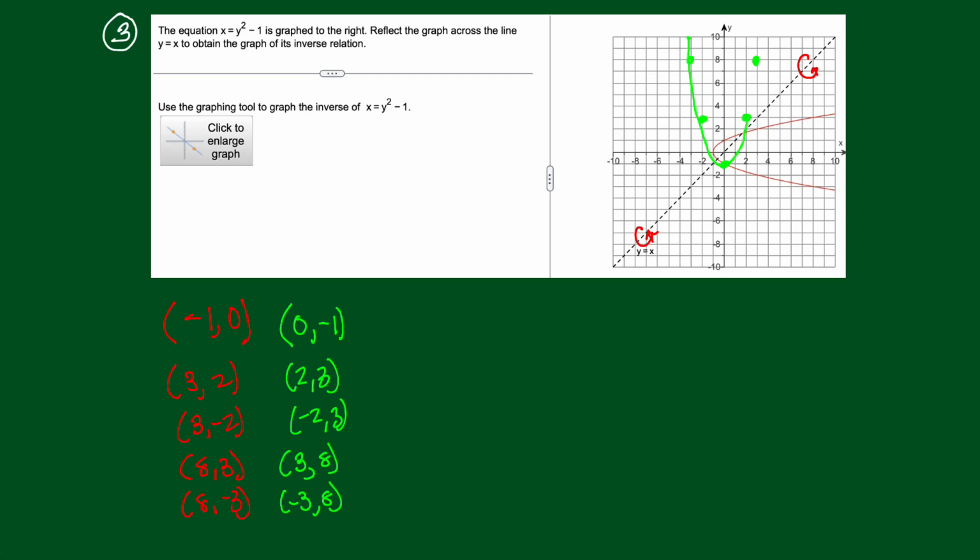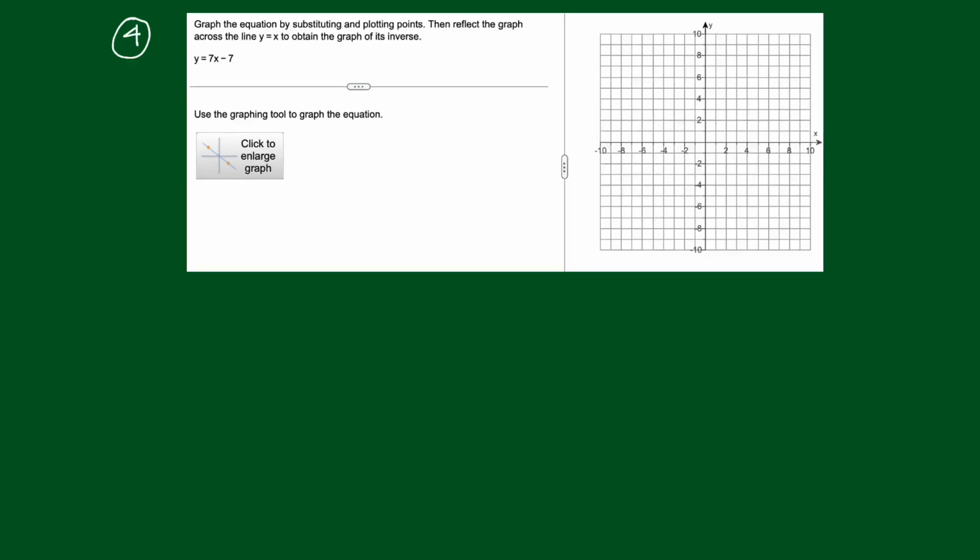Not a sharp corner down there, right? A smooth curve. All right, I'm going to claim that this is the inverse. So this green curve is the inverse graph of the red curve. So what have we got here?